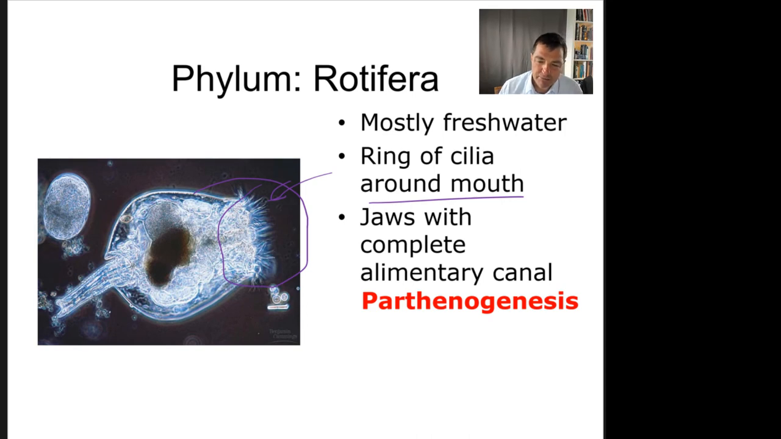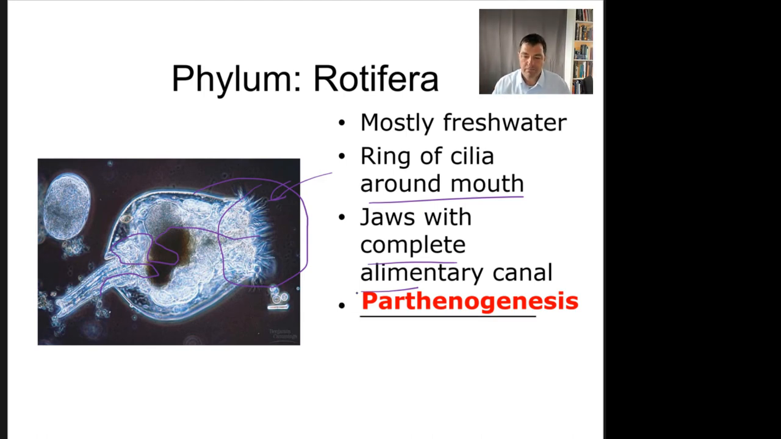And they have a complete alimentary canal, which means that, I don't know exactly where it is, but essentially there's a mouth that goes through an intestine and it comes out somewhere. So it's a complete digestive tract where food comes in one way and goes out through the anus.